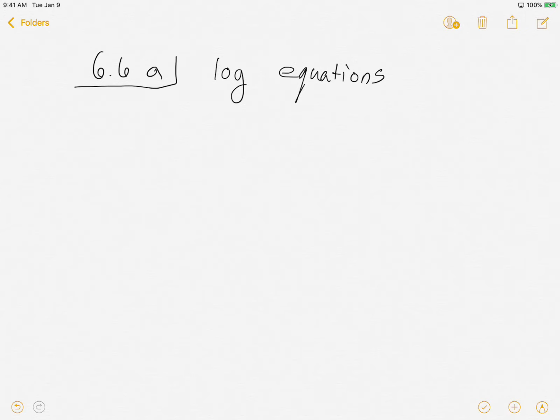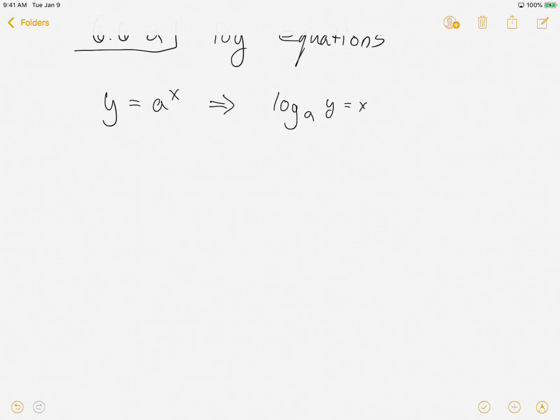Section 6.6, I'm going to split up into two different videos. The first one I'm going to show how to solve log equations, and the second one I'm going to show how to solve exponential equations. So, if we start with the exponential form of equation conversion to log form, we can use that to help us solve different equations. So, let's first start with a log equation.